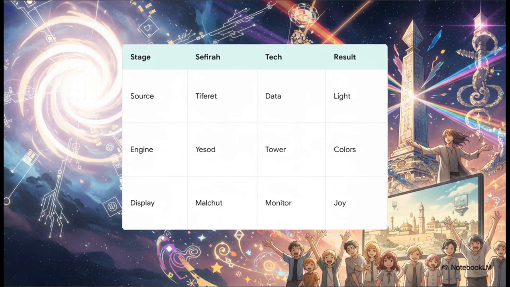Let's pull this entire system together. The source is Tiferet, acting as our hidden data, which results in pure white light. The engine is Yesod, personified by Joseph, acting as the energy tower, resulting in refracted colors. And the display is Malchut, personified by Jerusalem, acting as our 4K monitor, resulting in universal joy. So the ancient 10 Sephirot literally mapped out an exhaustive rendering system centuries before we even had the technology to name it. How cool is that?